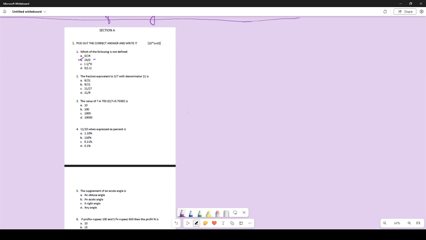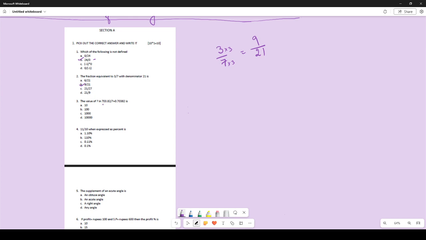The fraction equivalent to 3 by 7 with denominator 21 is, now do you remember how to make equivalent fractions? If we are making 3 by 7 into an equivalent with 21 as denominator, 7 multiplied by 3 is 21. So 3 also needs to be multiplied by 3, and here we get 9 by 21.